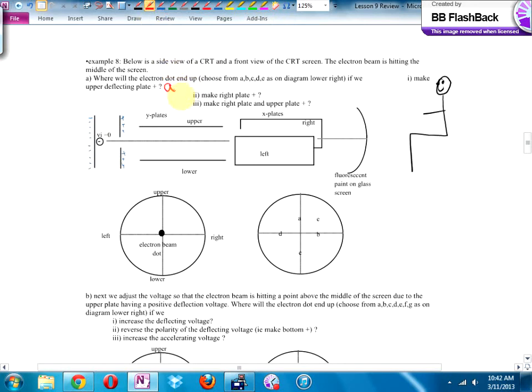Okay, reset it back to 0, 0, so we're hitting dead center again. Now we're going to make the right plate positive, this one here. How do you think that would deflect the beam?